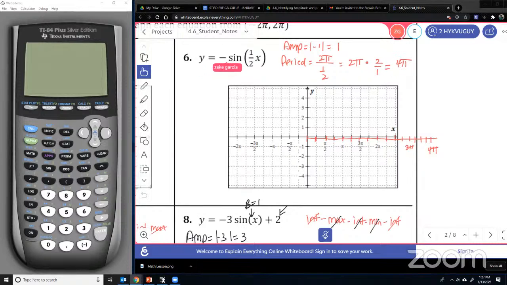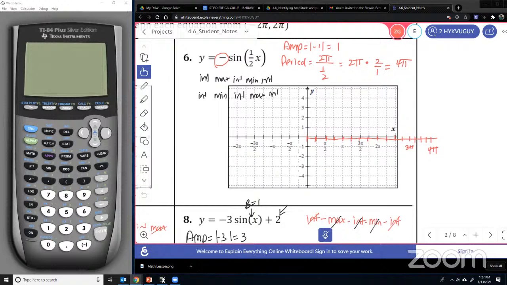This negative means it's going to reflect. And I know she mentioned intercept, max, intercept, min, intercept, but you're going to have to reverse it. So it's intercept, min, intercept, max, and then intercept. In other words, it's going to reverse.